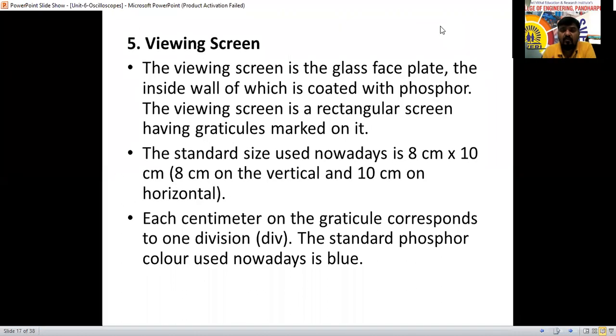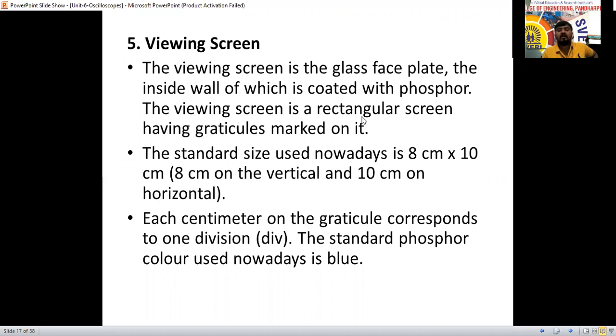Next, how are we going to view the screen? What is the size of it, the height and width? Based on that, we have to view the screen. The viewing screen is the glass face plate. The front is glass only. The inside wall of it is coated with phosphor material, that is fluorescent material.